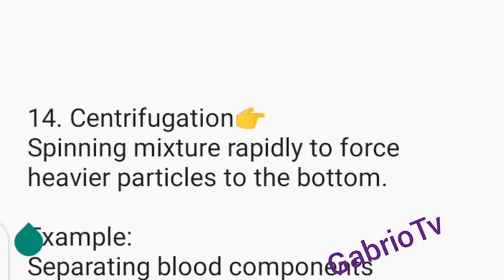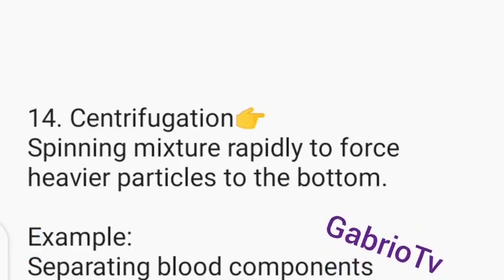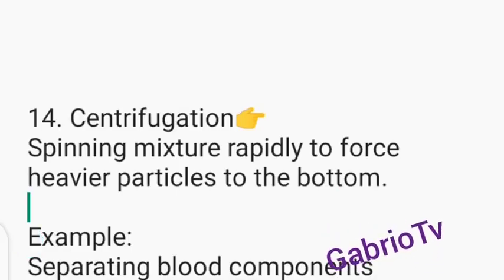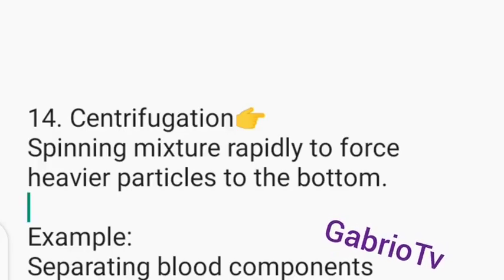That is separation techniques. There are other methods which I'm going to put in the comment section, so you can ask questions and check the other ones. So these are the first 14 there.